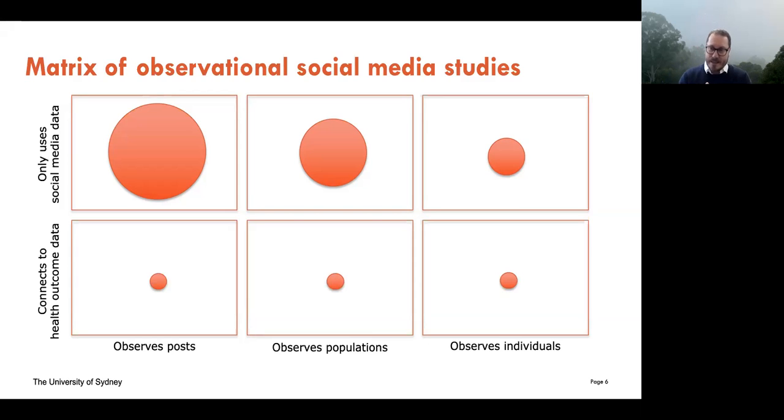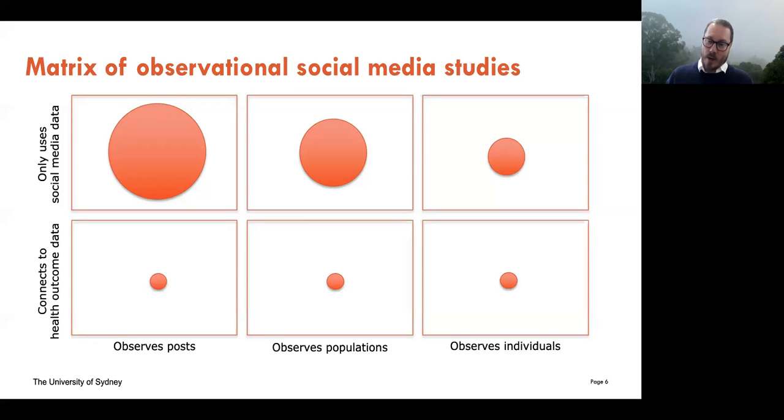Unfortunately, there are many fewer studies that actually connect social media data to real health outcome data. So I would argue that there's a tiny proportion of studies that actually look at what people post on Twitter and on Facebook and connect that to reliable, robust information about their health. That might be a COPD diagnosis. It might be depression. It might be their attitudes towards mask use. It could be any of those things, but there are very few studies that actually look at social media data and connect it up to something in the real world.